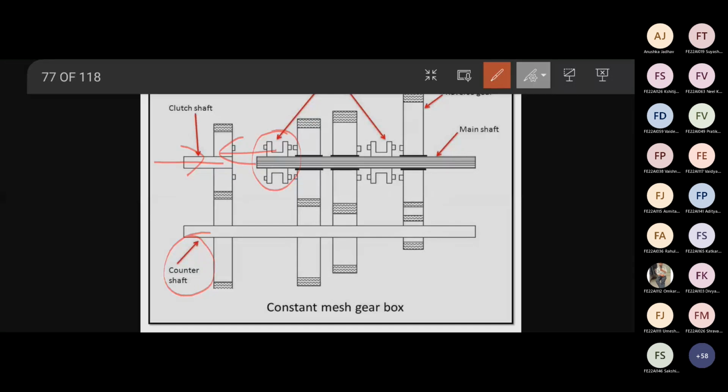Now in case of reverse gear, what we need to do, you can see here. In case of reverse gear, this dog clutch will be moved in this direction, right? So power will be transferred like this. Now here one more gear is used. Because of that, rotation of shaft will be reverse. That's why it is reverse gear. Understood all of you? Constant mesh gearbox.